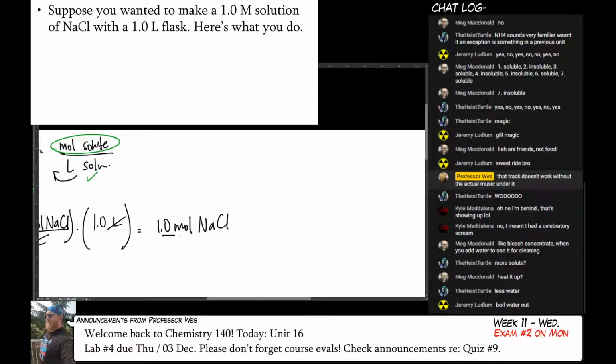But now I got to turn that into grams. So then I could say, okay, well, in 1 mole of NaCl, there are some number of grams of NaCl. Where do I get that number? You get it from Lenntech.